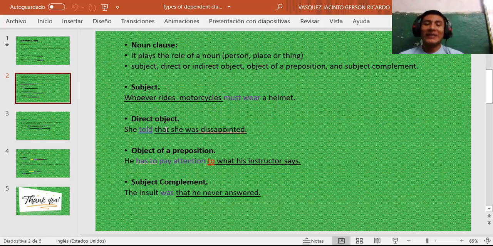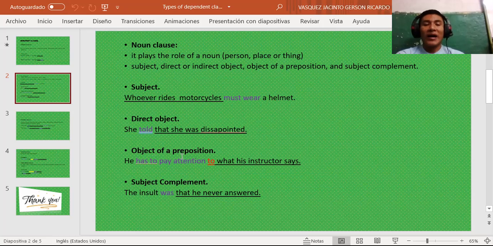And then we have one as a direct object. She told me that she was disappointed. In this case, we have our noun clause underlined: that she was disappointed. If you read the independent sentence, "she told me," we need the direct object. That she was disappointed would be our direct object, because if not, the sentence doesn't make any sense.